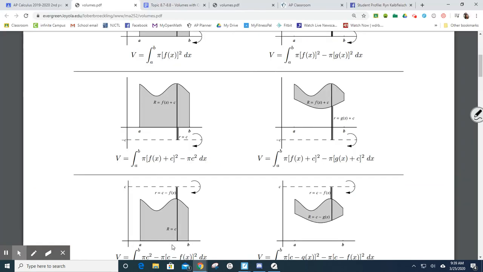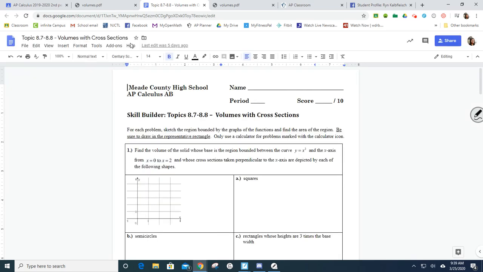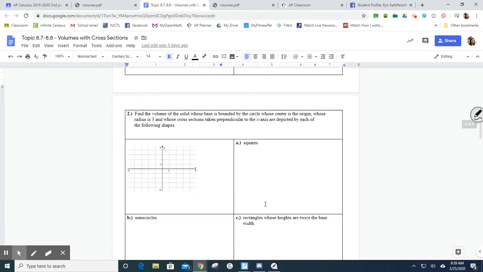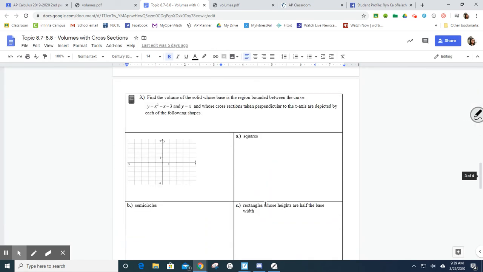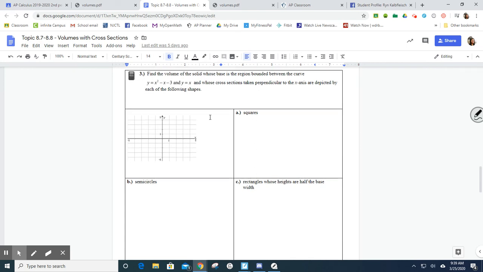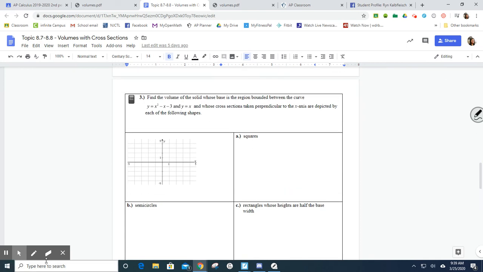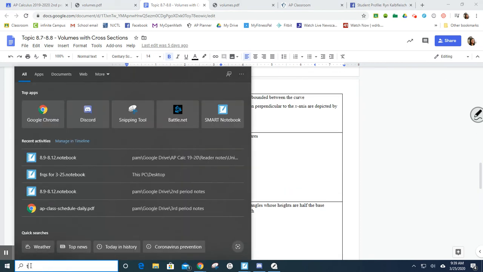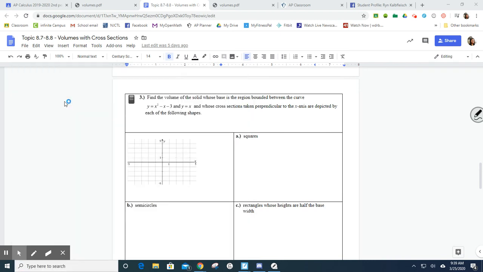Homework question? Can you do number 3 on page 87, 88? Number 3, all of it? You can just do one part, like part A or part B, just something. Okay, so do you see it on the screen? Yes. Okay, let me get my calculator up. It always takes a minute. Okay, so we have to find the volume of a solid whose base. So we have a parabola and we have a line.